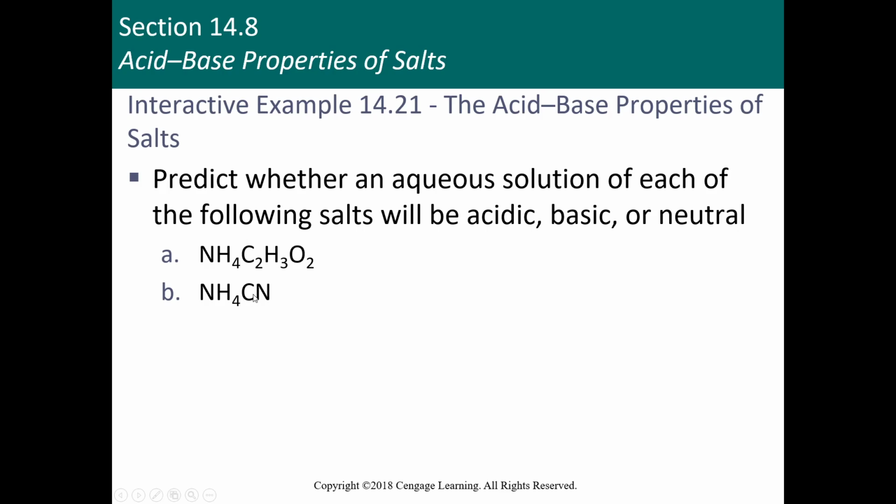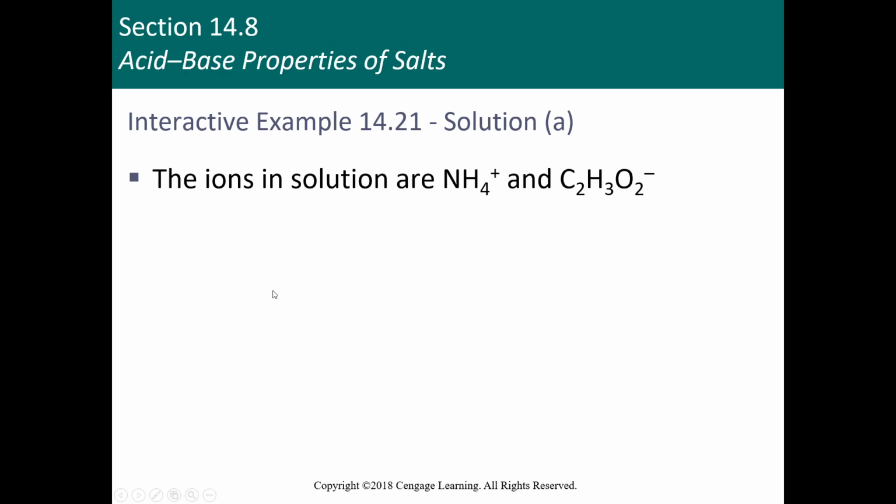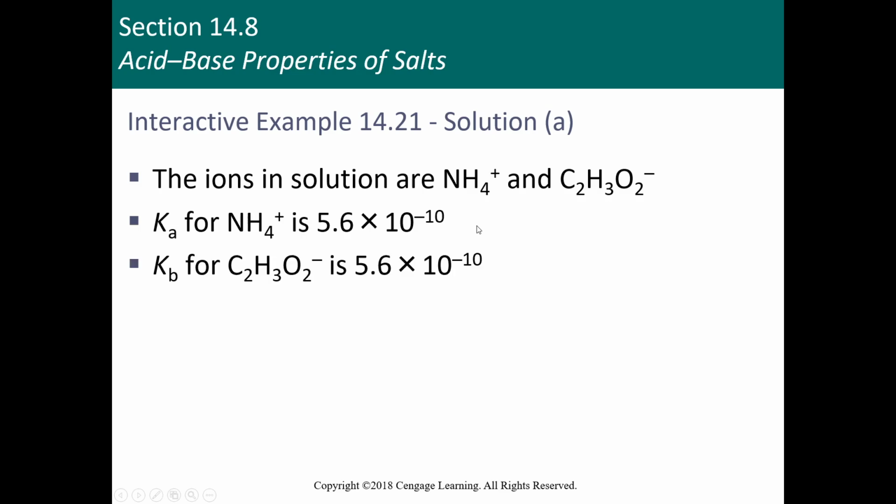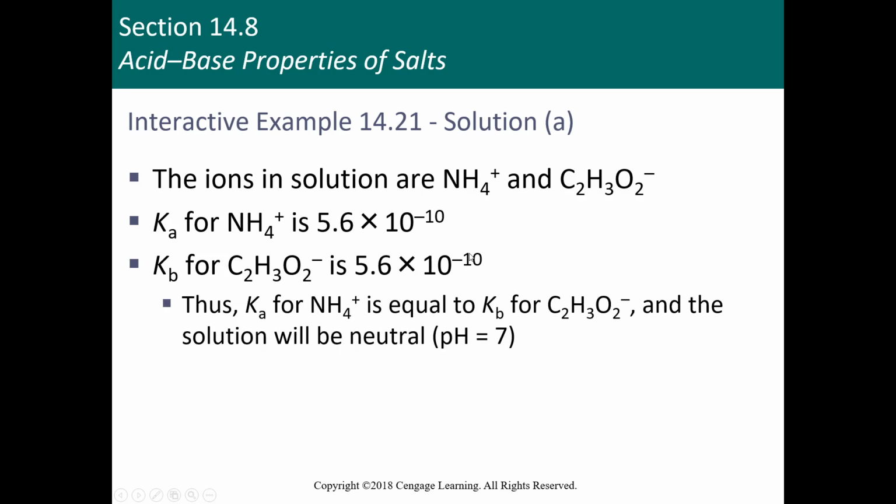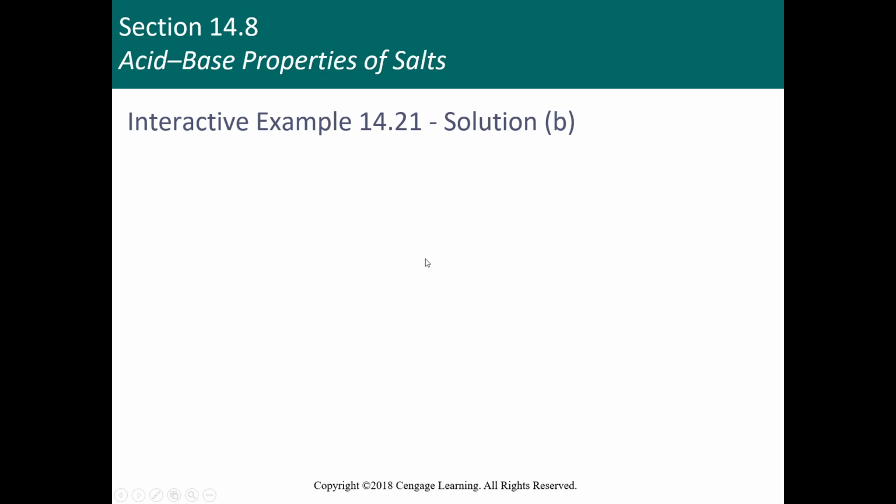Okay, so in here we have NH4+ again, and this is going to be the cyanide anion right there, CN minus. So here we have the ions. We've looked up the Ka for that, it is this. The Kb for this is right there. And we see here that these are actually equal, aren't they? And so in this case, the solution should actually be neutral, pH 7.